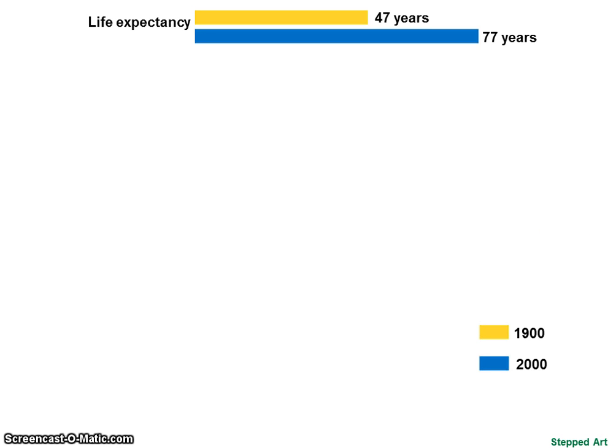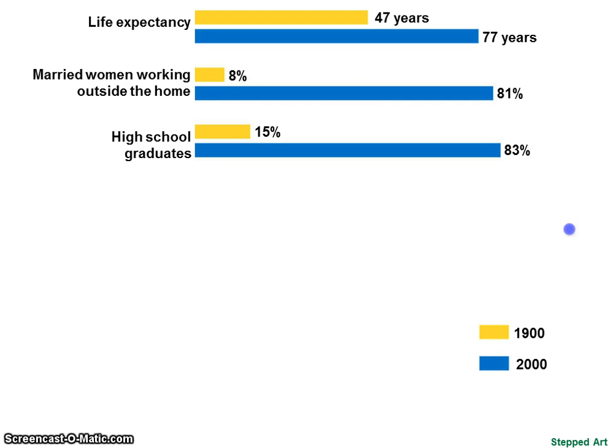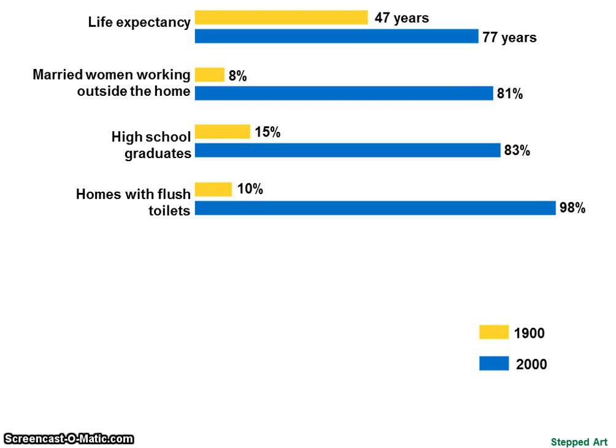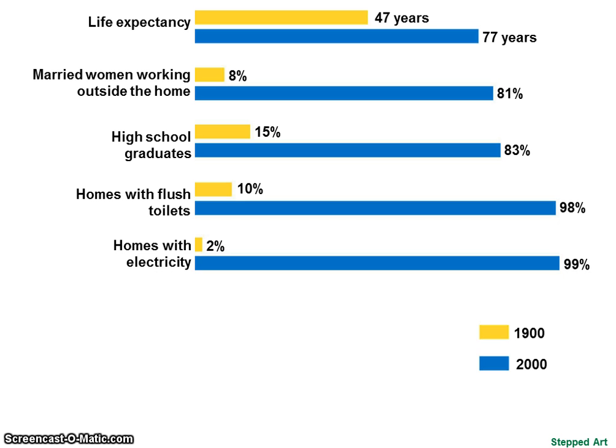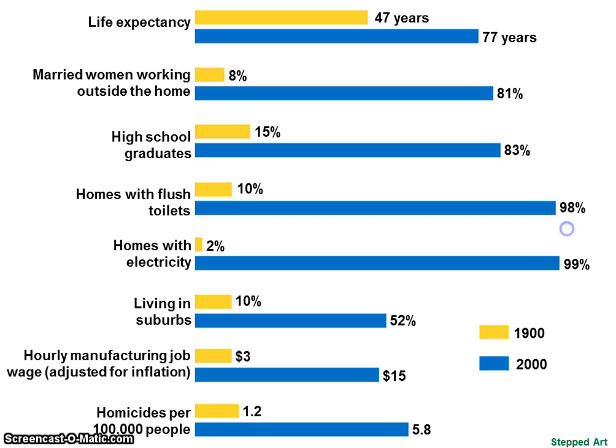Okay, so looking at how life expectancy has changed, these are the numbers that are really important. Those were interesting. But life expectancy here has increased from 47 to 77. Married women working outside the home, high school graduates, homes with flush toilets, let's all be glad for that, electricity, living in the suburbs. Again, that happened right after the World War, World War II, that is. Hourly manufacturing job wage adjusted for inflation and homicides per 100,000 people.